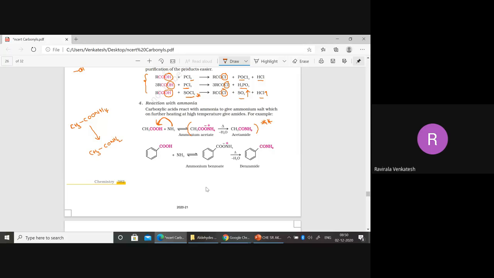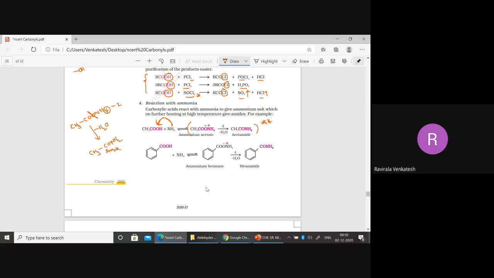Very simple. Remove water from this one. Remove 2 hydrogens and 1 oxygen from this one. That means you are removing water. It is nothing but a dehydration reaction. Now, after removing this oxygen, you got only 1 CO. After removing 2 hydrogens, you got CONH2. Amides you are going to get.